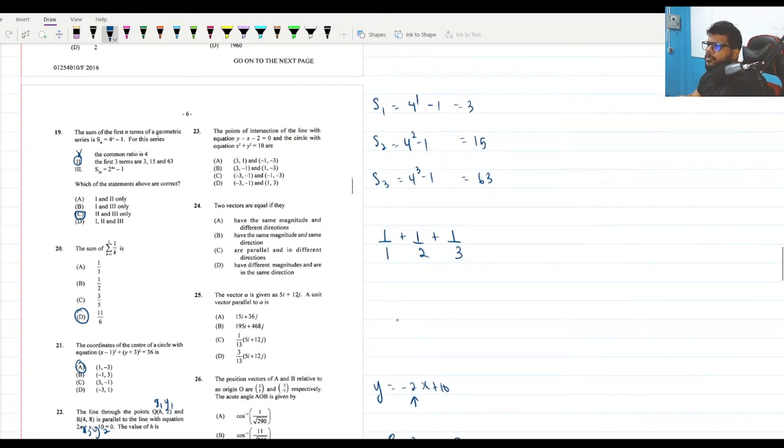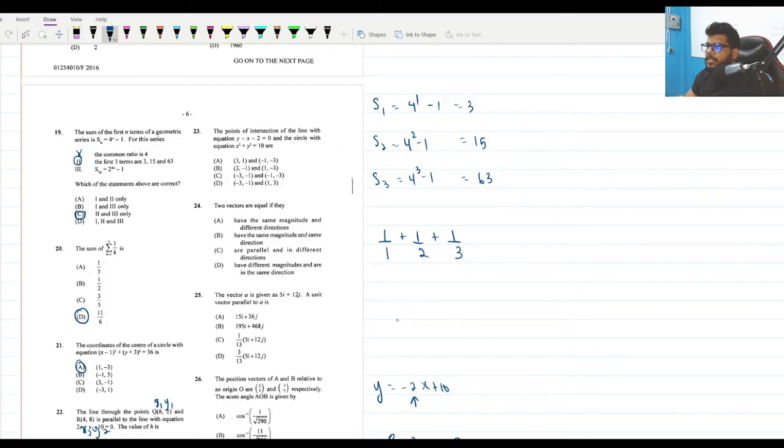Number 23, points of intersection of the circle. All right, so this one is looking different. So I'm going to check and see which points satisfy both equations, right? All of them are going to satisfy the second equation because we have 3 and 1s, and anything squared is going to be positive. So all of these are going to satisfy the second equation here. I want to know which one satisfies the first one now.